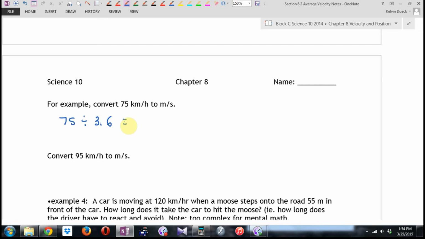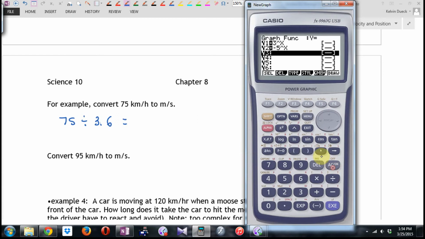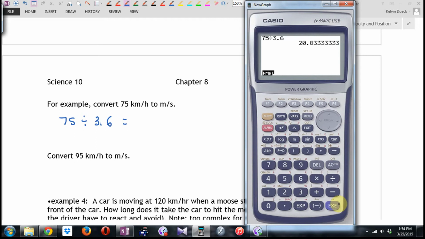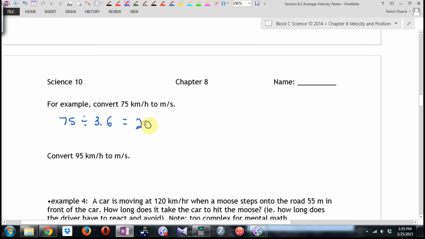20.8? Is it repeating or does it stop there? 20.88888? Well, let's do the math. Oh, 20.83333, so not 20.88888888. 20.8 what? Meters per second. We went from kilometers per hour to meters per second, right?